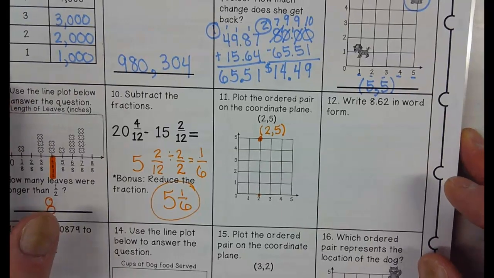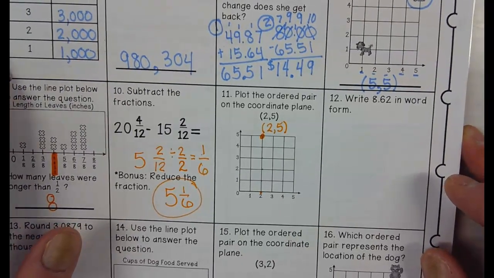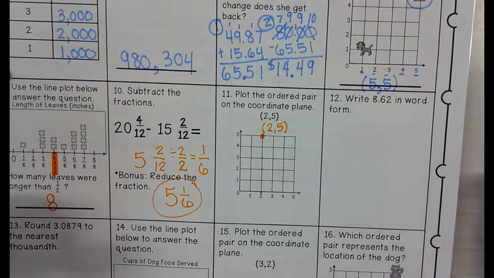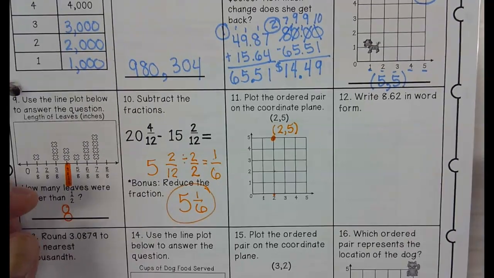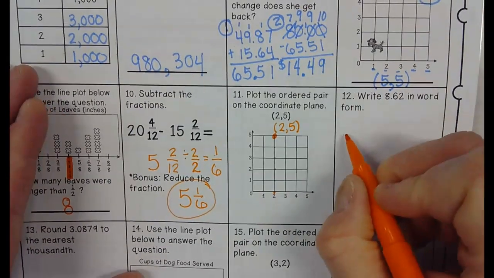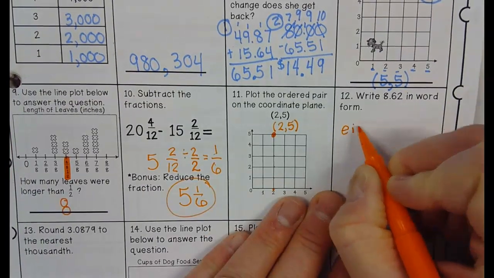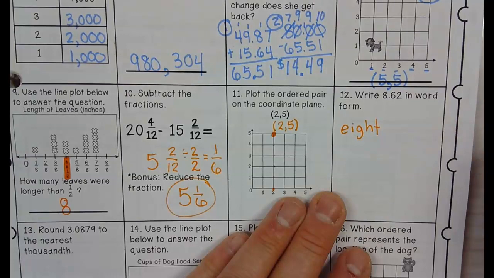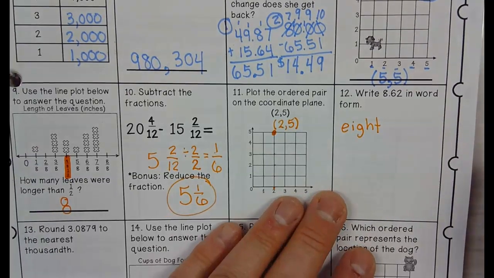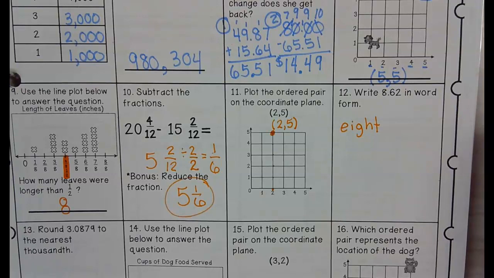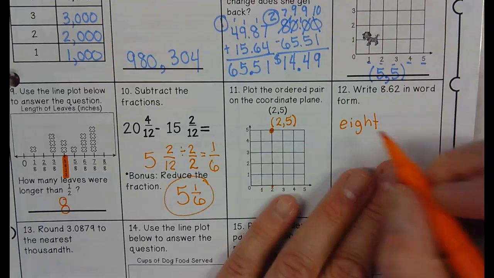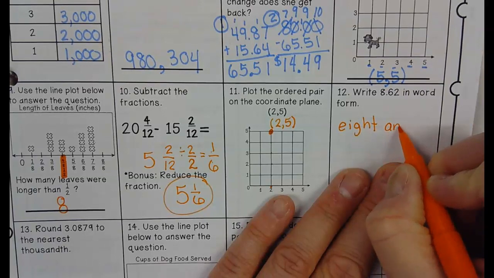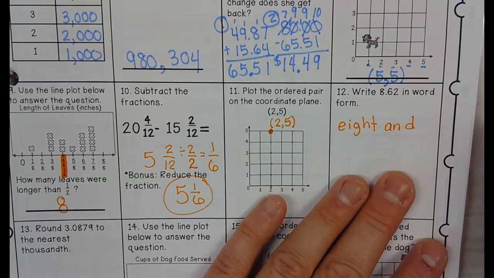Number 12. Write 8.62 in word form. All right, go ahead, my friend, who was Johnny on the spot earlier. So 8 is E-I-G-H-T, 8 what? It's not going to be point. You're not going to use the word point. Blurt if you remember the word we used. And. A-N-D. So 8 and then finish it out.